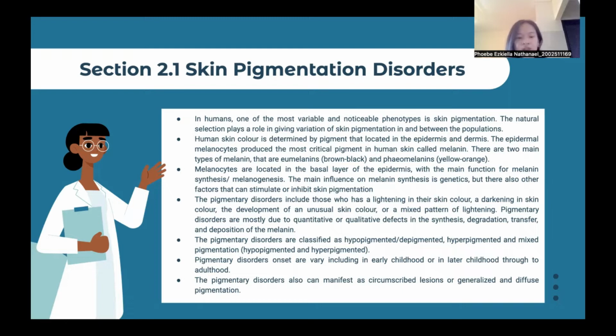Pigmentary disorder onset varies, including in early childhood or in later childhood through adulthood. Early childhood includes disorders that are either present at birth or develop in the first 1 to 2 years of life, with genetics as the vast majority of etiology. The pigmentary disorders can also manifest as circumscribed lesions or generalized and diffuse pigmentation. That's all from me. Thank you.